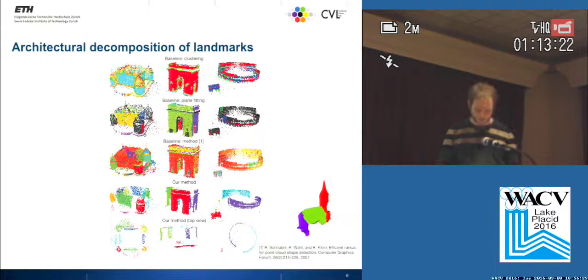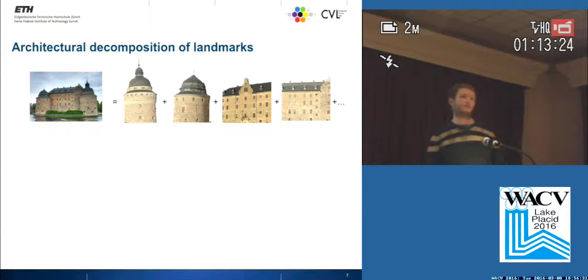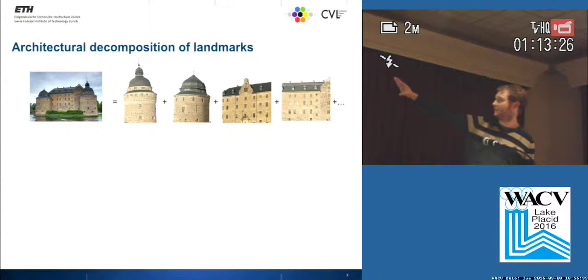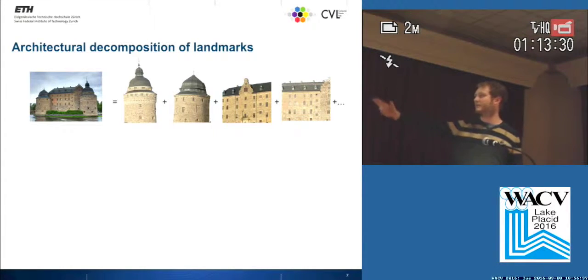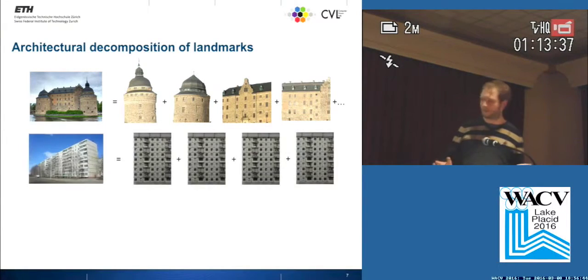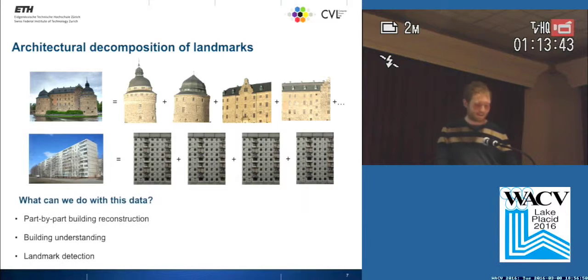So that's actually it. Just to sum it up, we have buildings and we can decompose them into parts. For example, here we have a castle that you can decompose into towers, gates, walls, and so on. If it's a simpler building, you just decompose it into like 4 walls. And this is actually pretty cool because you have a lot of applications for that.